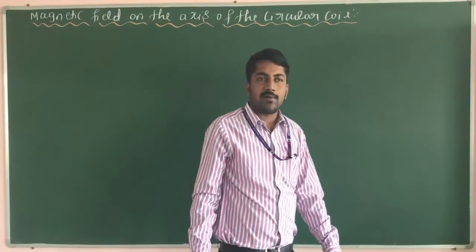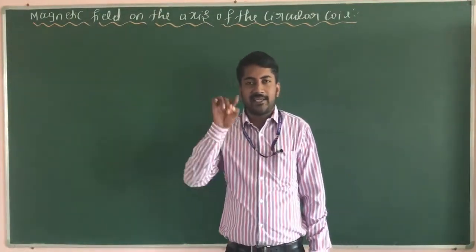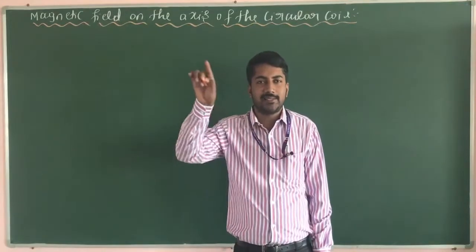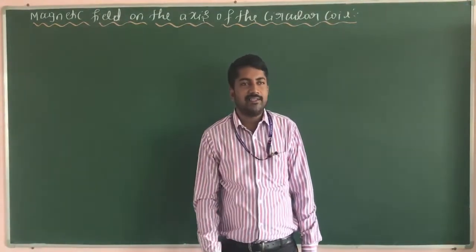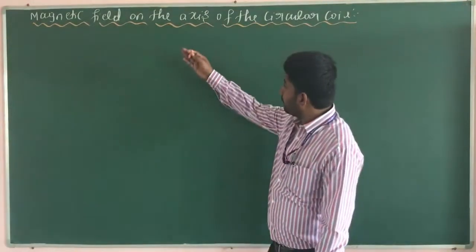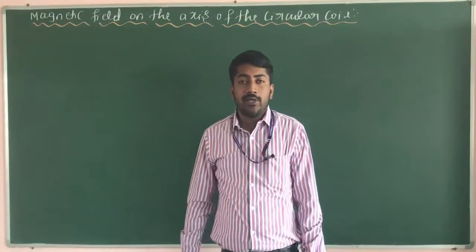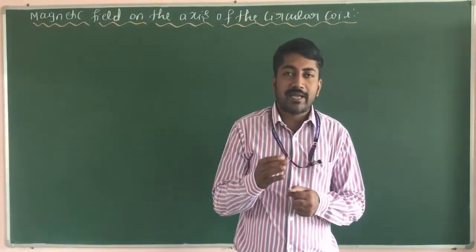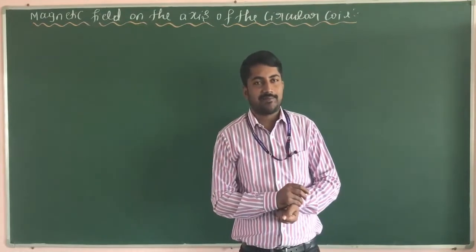In the case of Biot-Savart's law, we use a current carrying wire. In that current carrying wire, when the current is moved, the magnetic field is produced around the current carrying conductor. For the magnetic field on the axis of the circular coil, we must calculate how much magnetic field is produced on that axis.